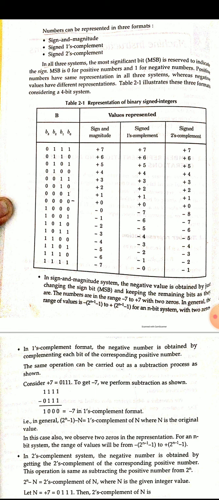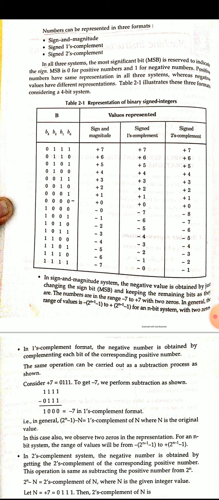In all three systems, the most significant bit, MSB, as opposed to the least significant bit, LSB, is reserved to indicate the sign. This is very important, just listen: the MSB is 0 for positive numbers and 1 for negative numbers. Positive numbers have the same representation in all three systems, whereas negative values have different representations.